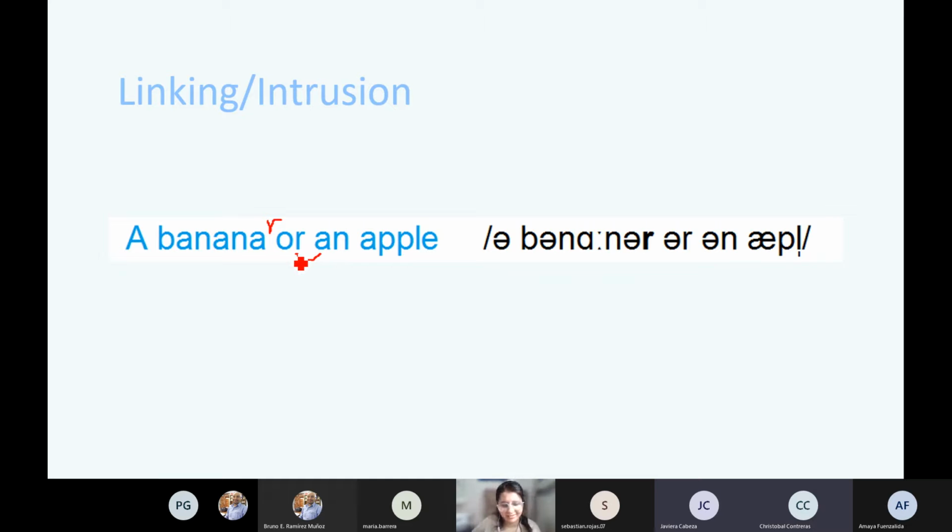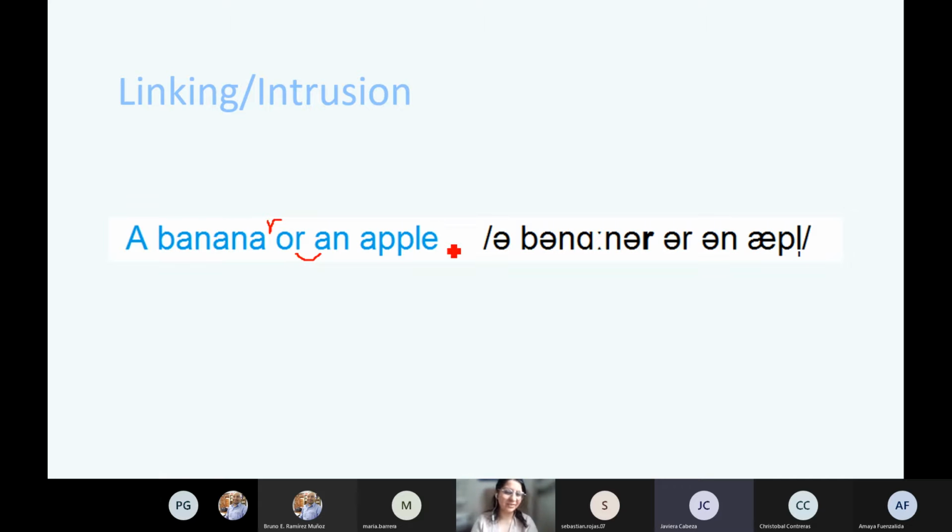A banana or an apple. A banana or an apple. Yeah, that's right. You're correct. That's where the linking R happens and when the intrusive R happens. So, a banana or an apple.